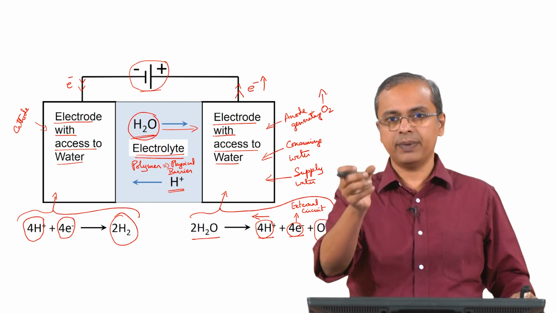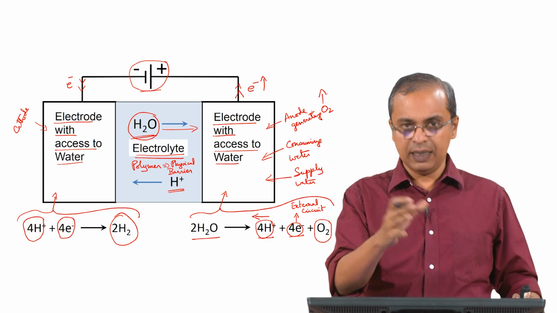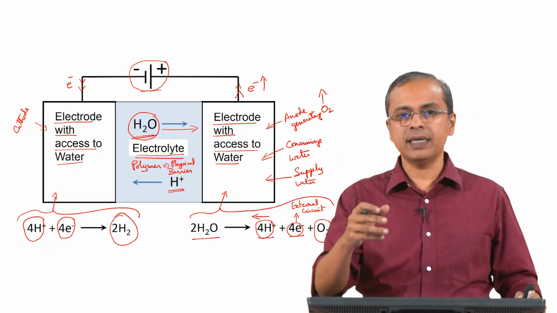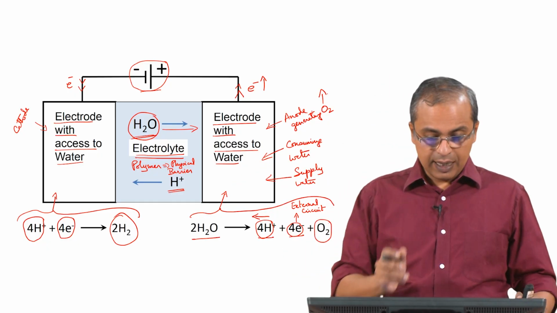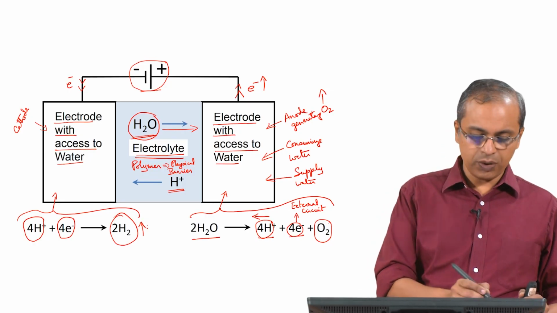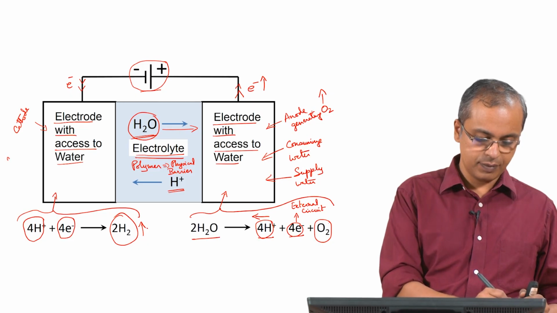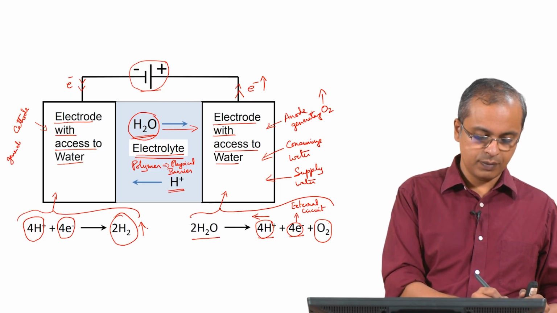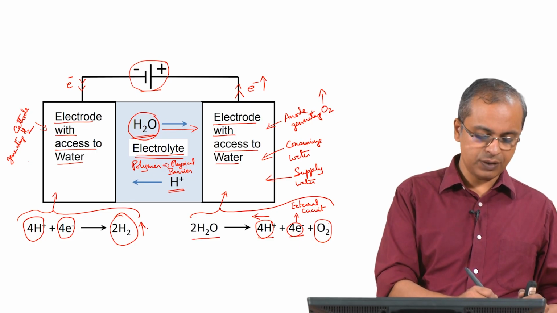If you have some outlet in the physical cell that you build, there is a separate outlet. In that outlet the oxygen will come out. On the cathode side you are generating hydrogen. Okay, so hydrogen is going to come out here. This hydrogen gas is going to come out.